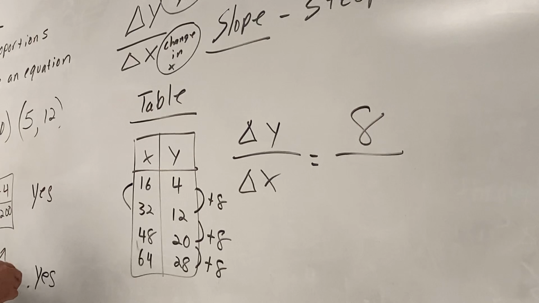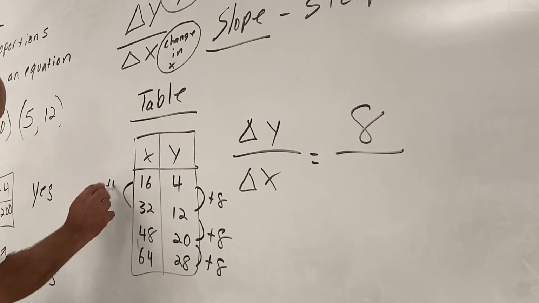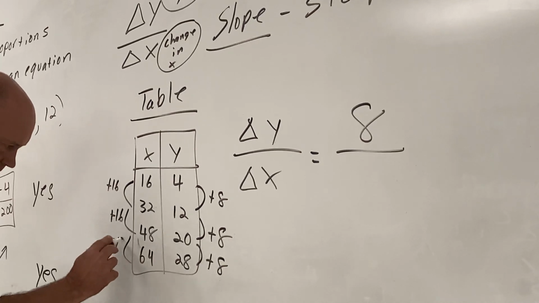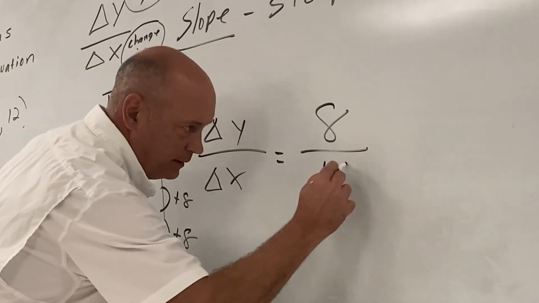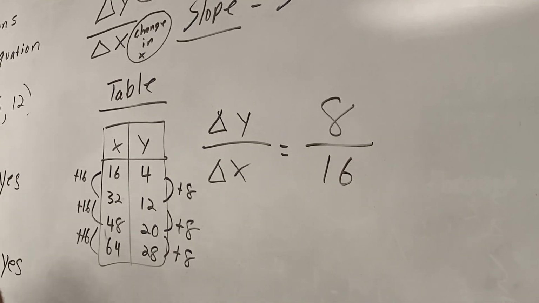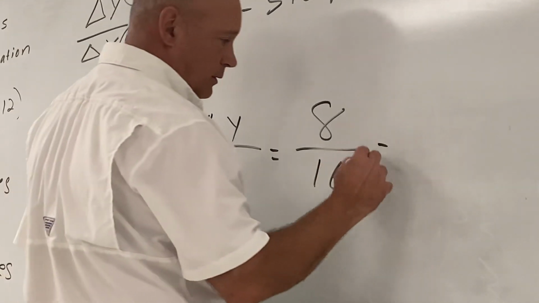How much are they changing? 16. Here? 16. Here. 16. And that reduces. What does 8 over 16 reduce to? 1/2.